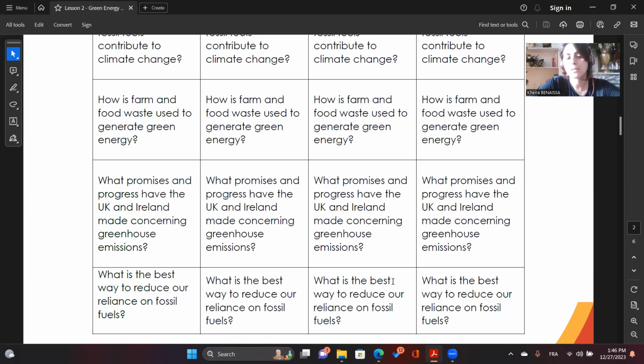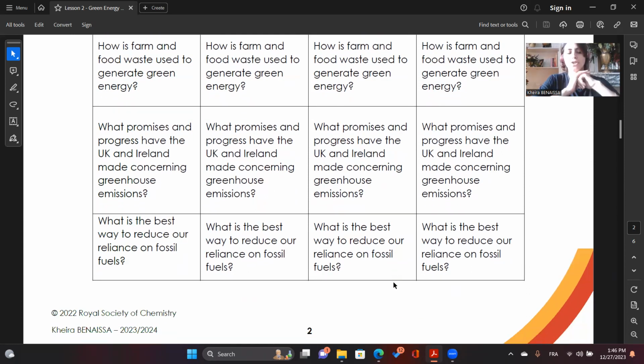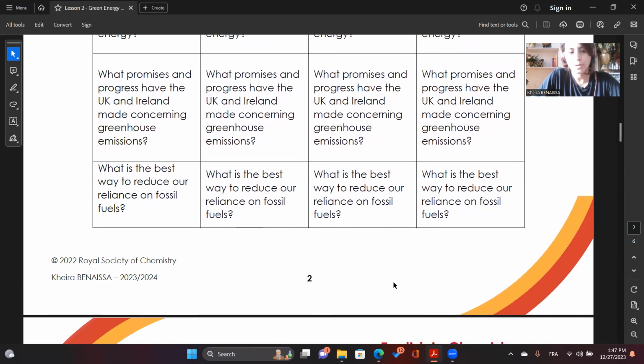What promises and progress have the UK and Ireland made concerning greenhouse emissions? The final question is: what is the best way to reduce our reliance on fossil fuels?